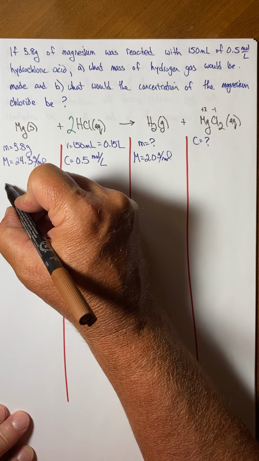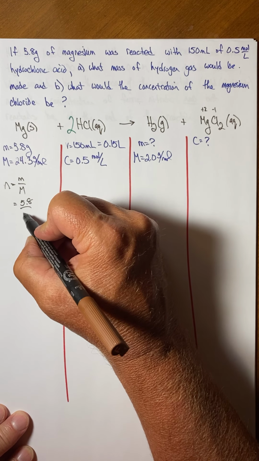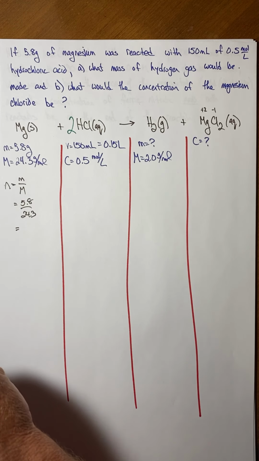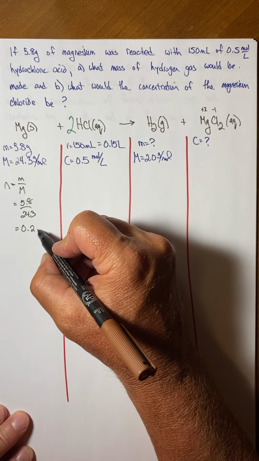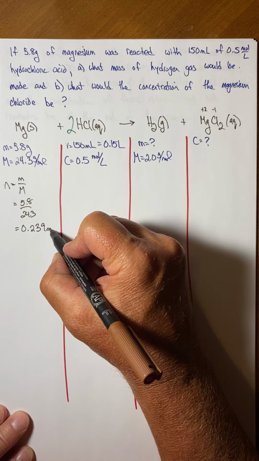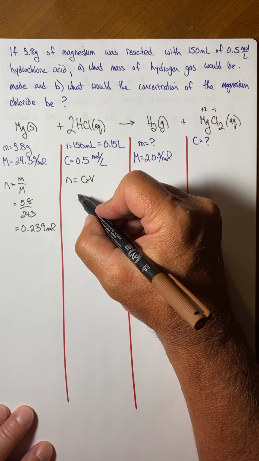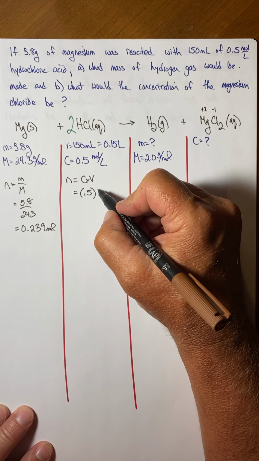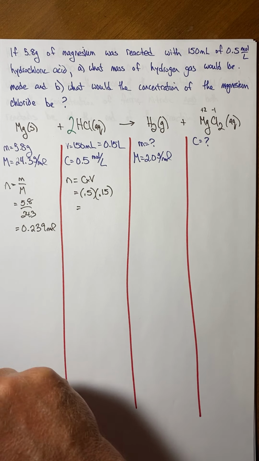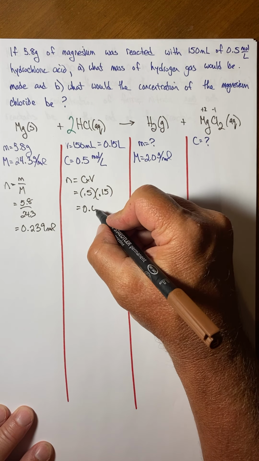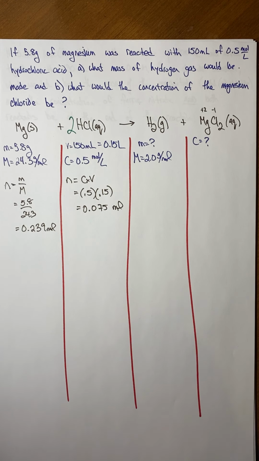So for the magnesium column, number of moles is mass divided by molar mass. So that's going to be 5.8 divided by 24.3. And when I do that, I get 0.239 moles. Okay? Convert this, n equals c times v. It's going to be 0.5 times 0.15. I'm going to get 0.075 moles.